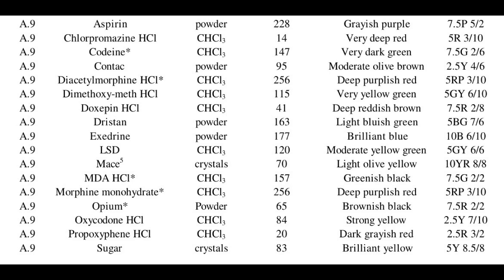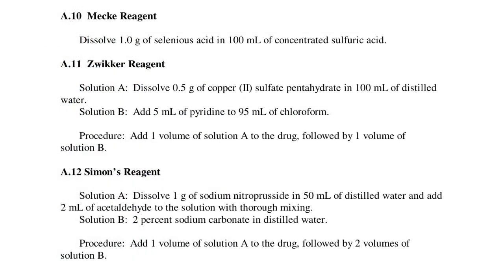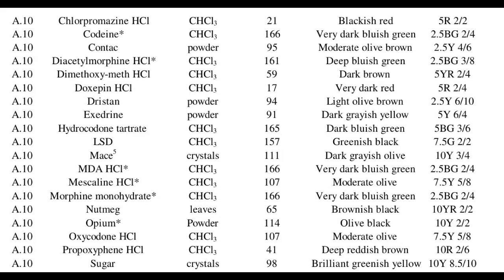You can find more extensive result tables on Wikipedia and elsewhere on the internet. I don't know why this reagent doesn't get more use given the laundry list of compounds that it will give a colored product with. It always seems to get overlooked. Another one that gets overlooked is Mecke's reagent. And yet again, we have another general reagent that gives colorful products with a ton of different compounds. This reagent is made by dissolving 1 gram of selenous acid in 100 mils of concentrated sulfuric acid.